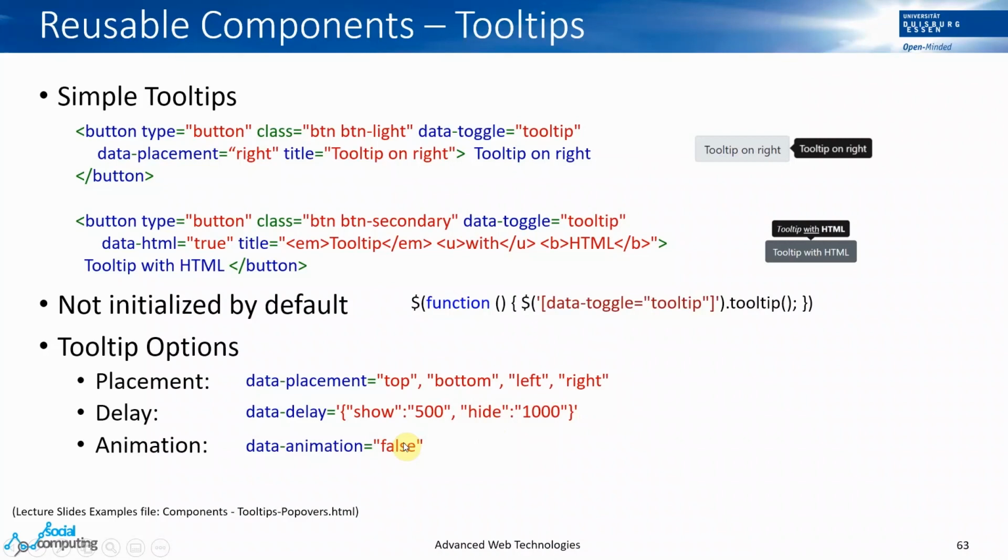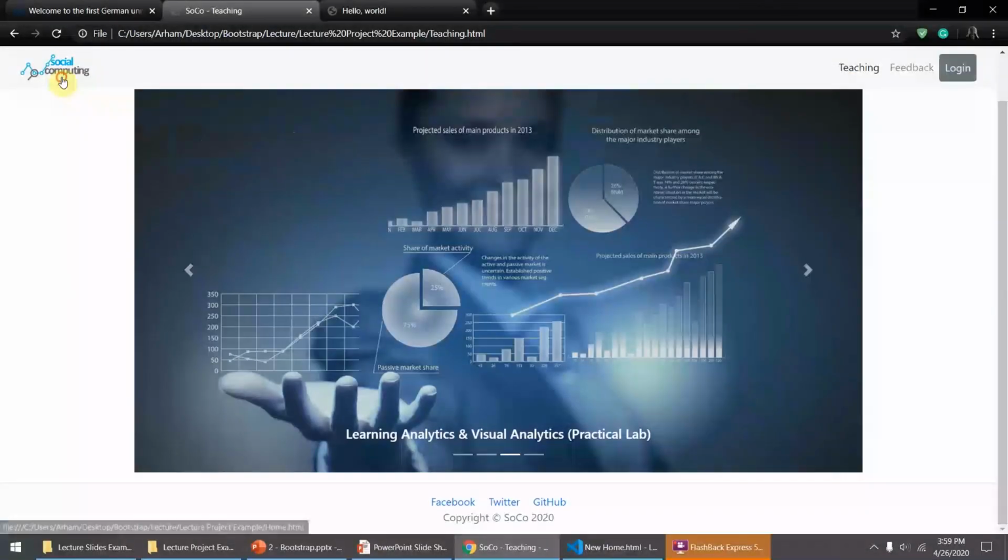One thing that you need to keep in mind is that by default these tooltips are not initialized, so you have to manually start the tooltip by calling this function, the tooltip function on the data-toggle tooltip elements. What this will do is start the tooltips everywhere. Or, if you are creating tooltips programmatically, you can manually initialize every single tooltip. This line will initialize all the elements which have a data-toggle attribute containing tooltip.